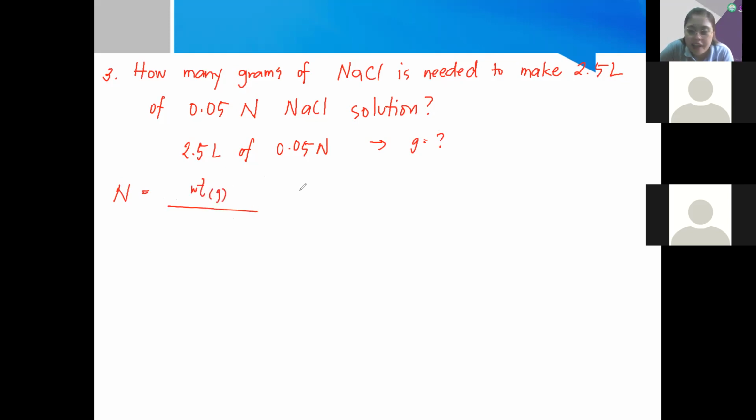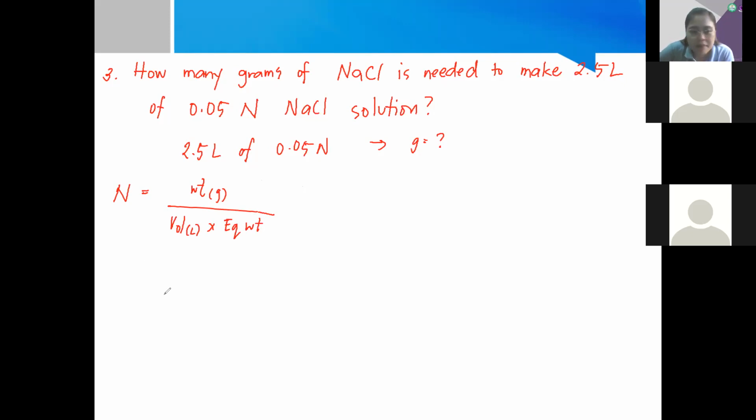So this one is weight in grams divided by, again, it's 2.5 liters. 2.5 liters yan. Okay. Now, di ba, we have a formula na volume in liters. So, pwede na kayong hindi mag-convert. Pero kung gusto mo mag-convert, wala naman problema. Pero ang partner ni volume in liter is equivalent weight. So equivalent weight yung gagamitin natin dyan.